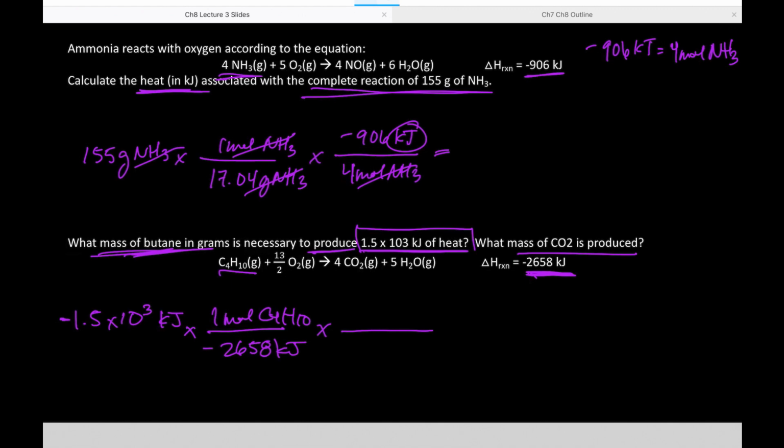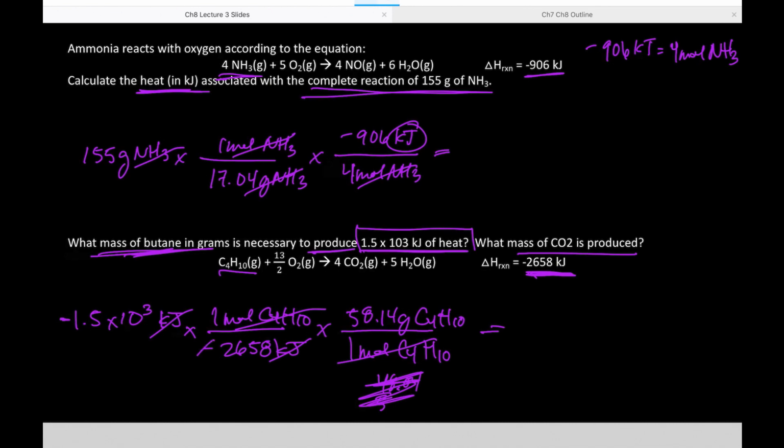But anyway, C4H10, and we know that for every 1 mole of C4H10, we would use its molar mass. So then we have 58.14 grams of C4H10, and then moles cancel, kilojoules cancel, and those negatives cancel, and then we have solved for mass of butane necessary to produce that amount of heat. Yes, does it make sense? And then the follow-up question is what mass of CO2 is produced?